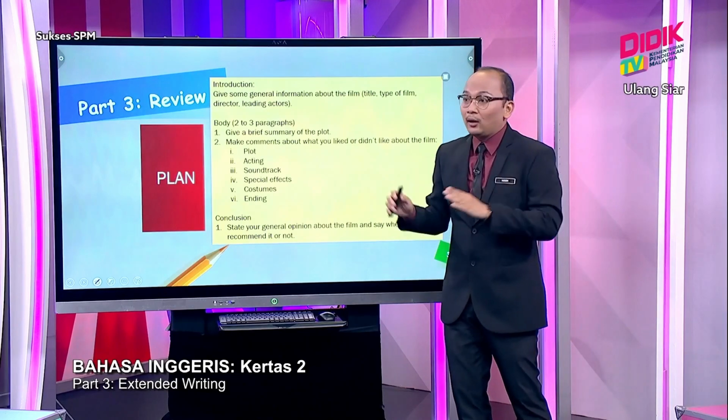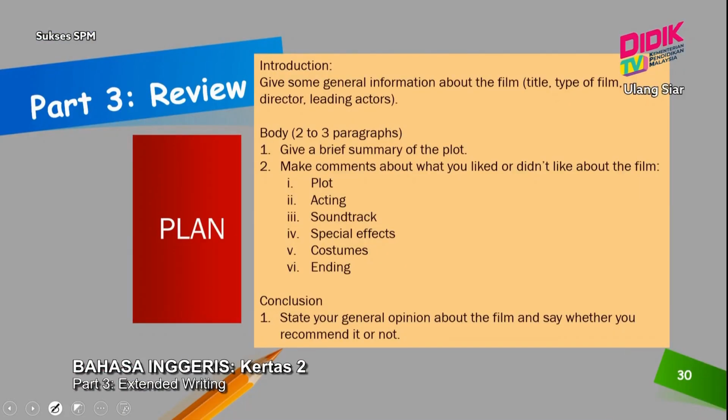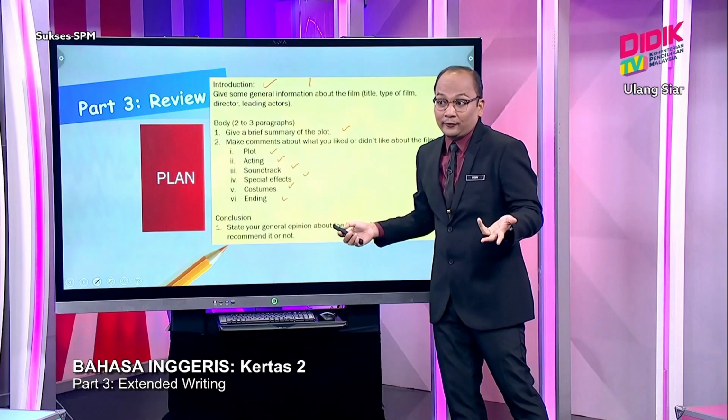Now, I'm going to show a little bit on all the writing. So for review, for example, you must have your introduction. This one is reviewing a film. Then the body paragraphs: you give a brief summary of the plot. Make comments about what you like or didn't like. Don't be afraid to put what you didn't like about the movie. So the content can be about plot, acting, soundtrack, special effects, costume, ending, and also state a little bit of the conclusion. But that is for a film review.